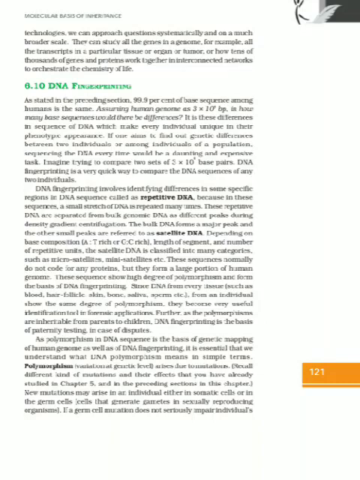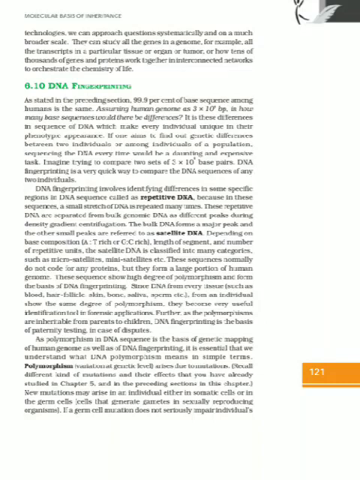Since DNA from every tissue such as blood, hair follicle, skin, bone, saliva, sperm, etc. from an individual shows the same degree of polymorphism, they become a very useful identification tool in forensic applications. Further, as the polymorphisms are inheritable from parents to children, DNA fingerprinting is the basis of paternity testing in case of disputes. As polymorphism in DNA sequence is the basis of genetic mapping of the human genome as well as of DNA fingerprinting, it is essential that we understand what DNA polymorphism means in simple terms.